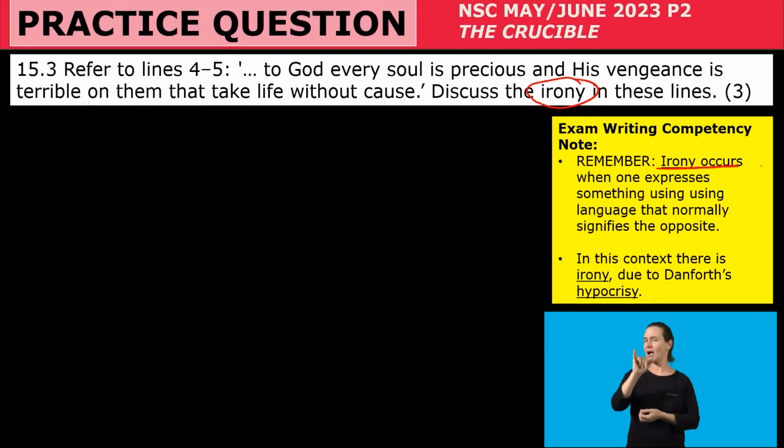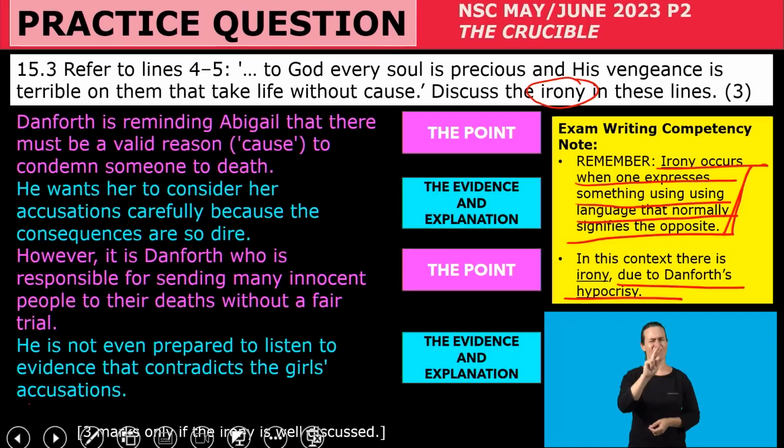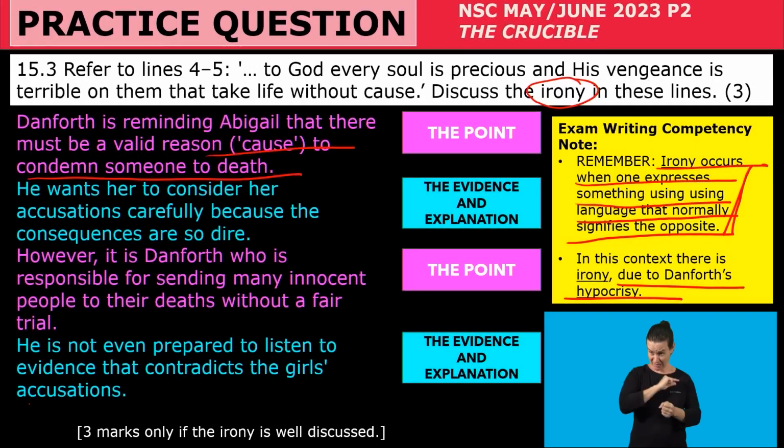So remember, irony occurs when one expresses something using language that normally signifies the opposite. Okay? In this context, there is irony due to Danforth's hypocrisy. So, the point. Danforth is reminding Abigail that there must be a valid reason or a cause to condemn someone to death. So that is the point. The evidence and the explanation. He wants her to consider her accusations carefully because the consequences are dire.